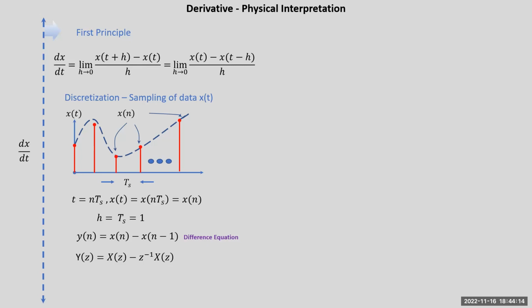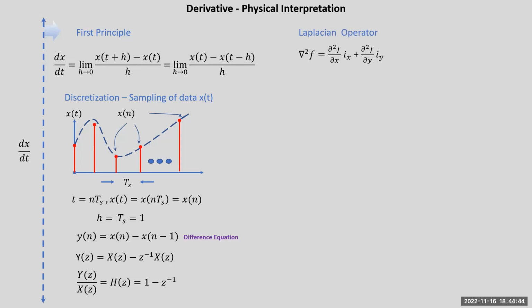I know we have not studied the z transform yet, but just for the sake of clarity, if you compute the z transform on both sides, you'll get the equation Y of z is equal to X of z minus z inverse into X of z. One can find out the transfer function of the system, Y of z divided by X of z, which is H of z equal to 1 minus z inverse. Even if you don't understand this equation at this point of time, don't worry about it.